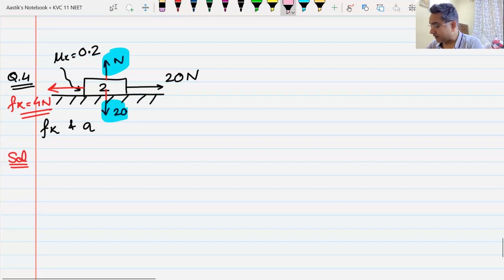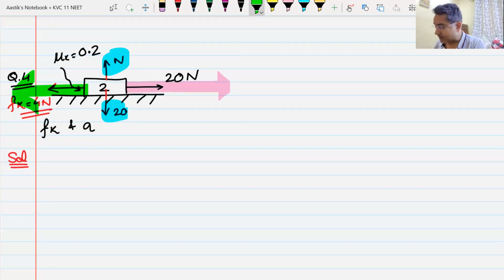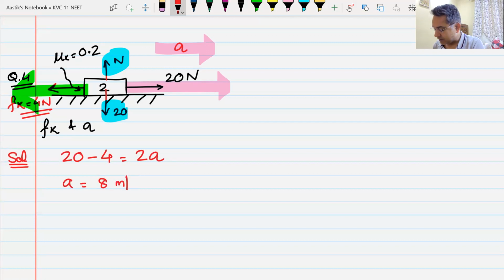So now we have 20 newtons in the forward direction and only 4 newtons in the backward direction. Obviously, it is going to move in the forward direction with an acceleration A. How do I find the value of this acceleration? 20 in the forward direction minus 4 in the backward direction must be equal to 2 times A. From there, you can get A as 8 meter per second square. Do we understand this? Yes or no?